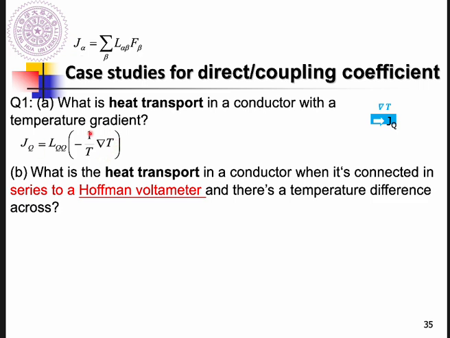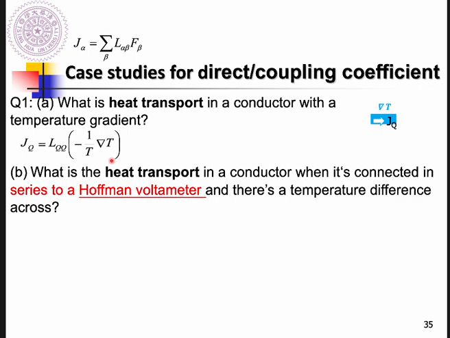Q and only F capital Q times L capital Q, because it's F capital Q acting on J capital Q. And F capital Q is a negative temperature gradient divided by T. So we can write it like this: heat flux equals this. As long as I know this value, then I can answer what the heat flux is, right?